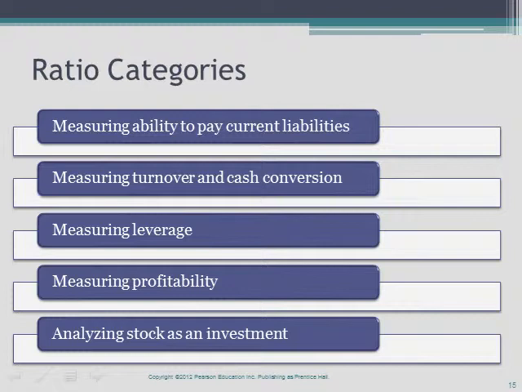Ratios are a major tool of financial analysis. A ratio expresses the relationship between various types of financial information. Many companies include ratios in a special section of their annual report. The ratios we discuss in this chapter can be classified as measuring the ability to pay current liabilities, measuring turnover and cash conversion, measuring leverage or overall ability to pay debt, which we'll talk about in part 2 of this discussion, measuring profitability, and analyzing stock as an investment.